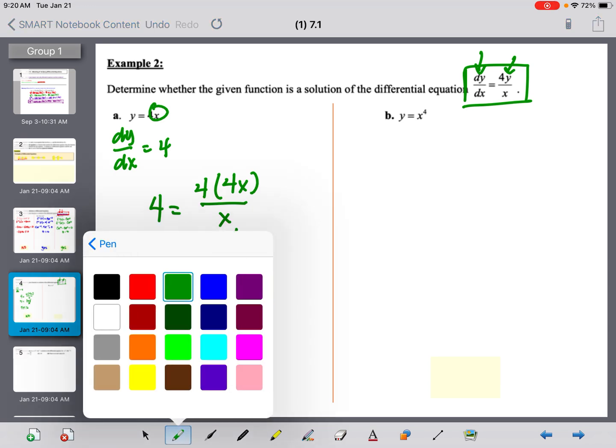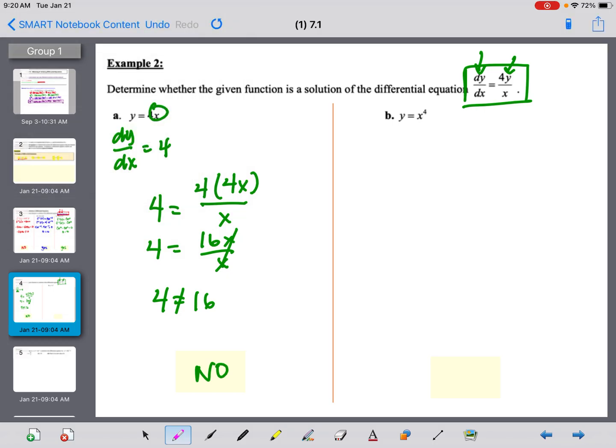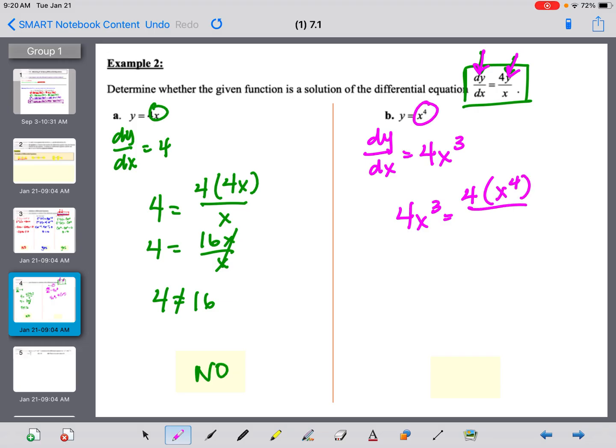Okay, let's try the next one. dy dx is equal to 4x cubed. So does 4x cubed equal 4 of my y's over x? Oh, this one is going to work out, I think. 4x cubed is on the left. On the right, the x's are going to cancel, making it 1 less in the numerator, which is going to be 4x cubed. And that is true: 4x cubed equals 4x cubed. So yes, this is a solution, I'm sorry, a function. A solution.